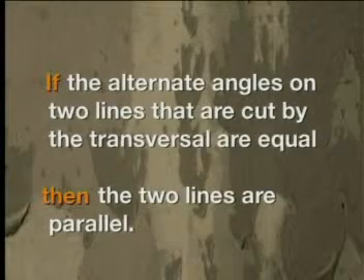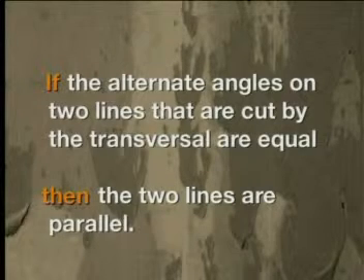This conclusion brings us to our first very important relationship. We can now say that if a transversal cuts two lines and the alternate angles are equal, then the two lines are parallel.